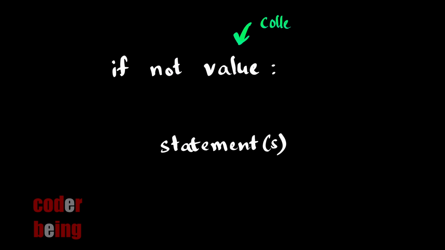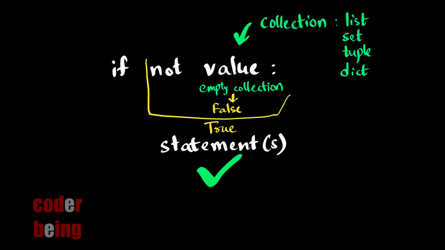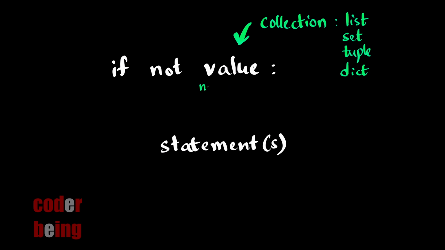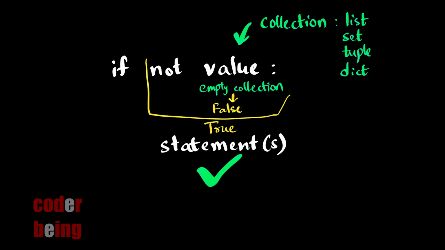Suppose if the value is a collection object, like a list, set, tuple, or dictionary, and the given value is an empty collection, the Boolean equivalent of an empty collection is false. Then the condition becomes true, and the statements inside the if block execute. If in case the value is not an empty collection, the Boolean equivalent of a non-empty collection is true. Then the condition becomes false, and the statements inside the if block do not execute. In summary, the if block executes if the value is an empty collection.